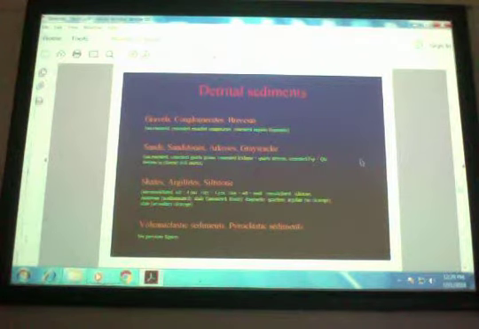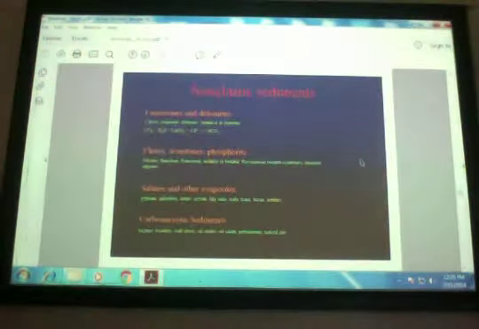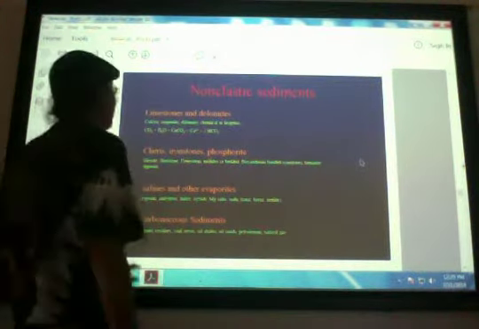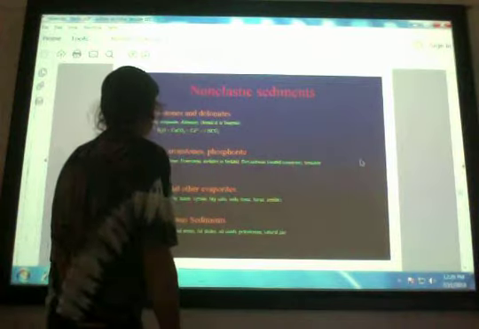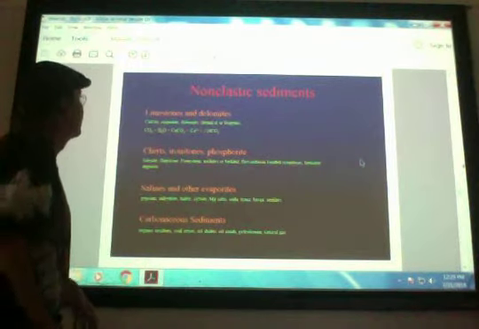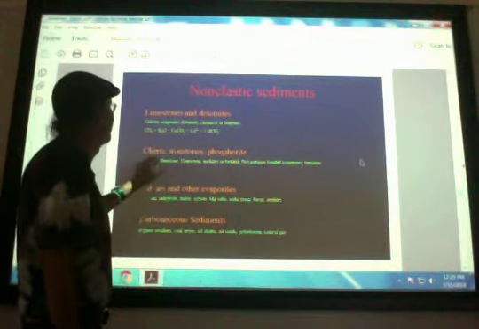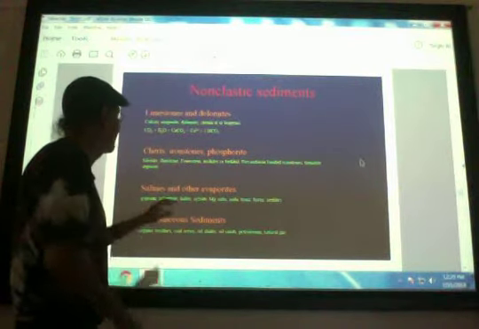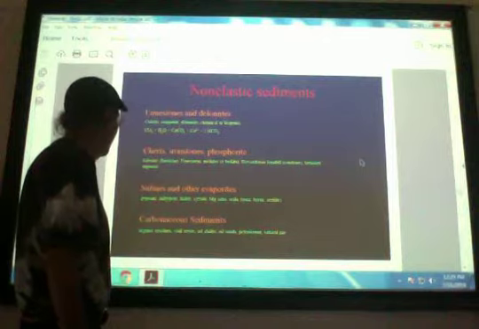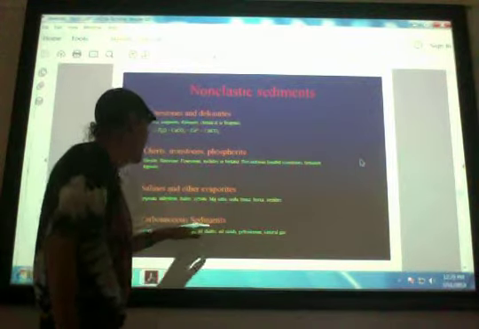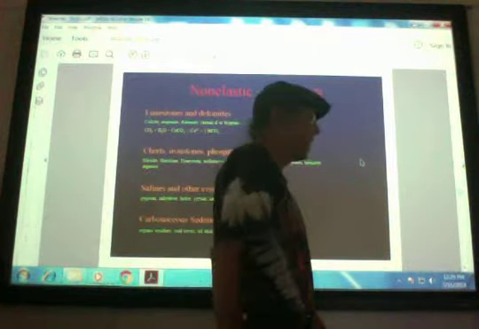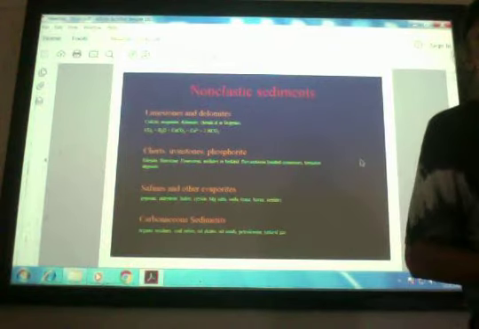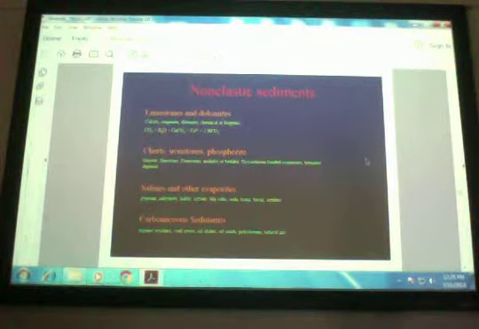So now the next slide, please. So now we have non-clastic sediments, we have limestones and dolomites, which you can find here. Then you have cherts, ironstones and phosphorites. You have salines and other evaporites and carbonatic sediments. Yeah? So these are then all your different sedimentary rocks.